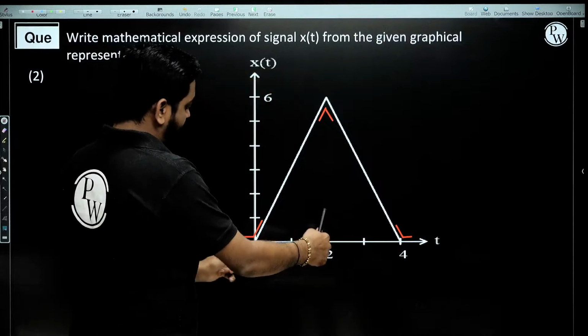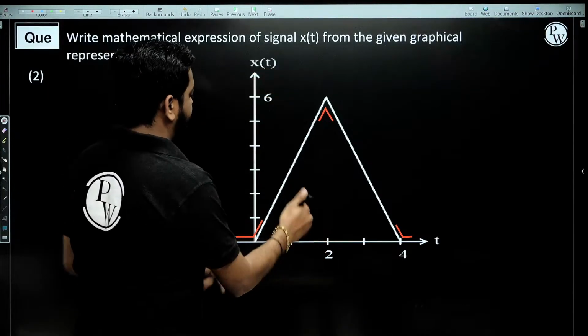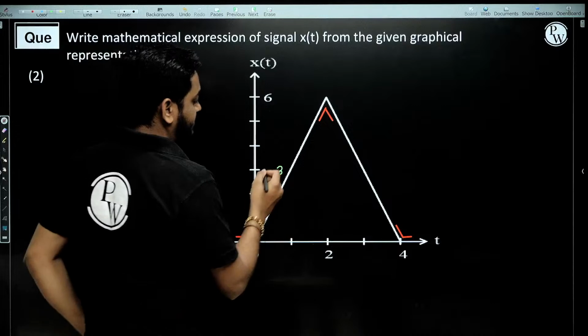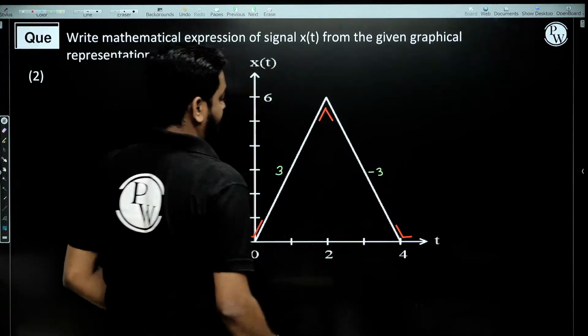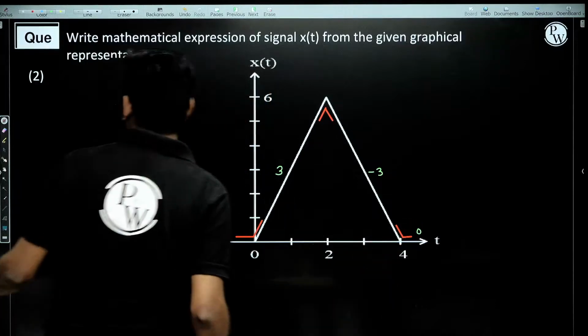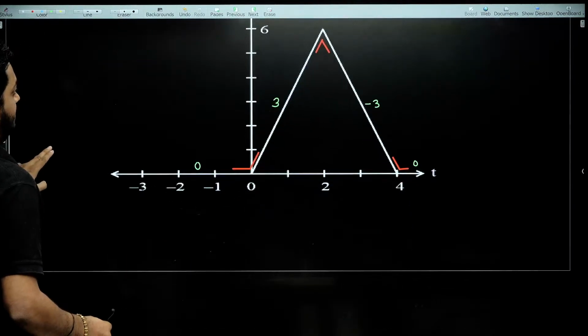dy by dx, guys. dy is 6, dx is 2, increasing slope, that's why plus 3. This is plus 3 and this will be minus 3, you can check. dy by dx is minus 3, guys. The slope is 0. So, the answer now.